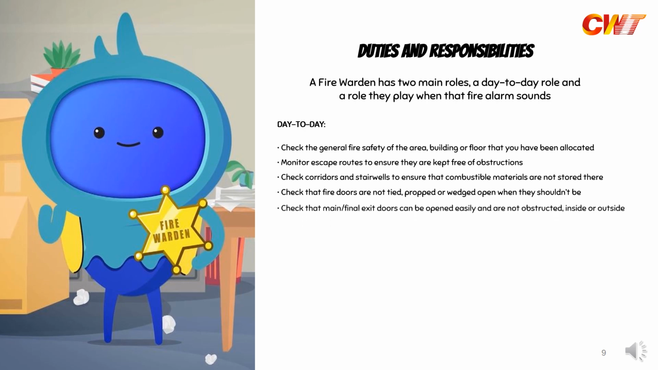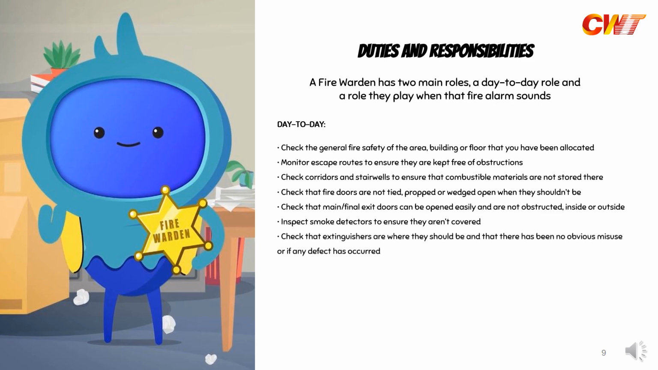Check that main and final exit doors can be opened easily and are not obstructed, inside or outside. Inspect smoke detectors to ensure they aren't covered. Check that extinguishers are where they should be and that there has been no obvious misuse or defect. Liaise with other fire wardens in your building, if applicable, to ensure all areas are fully covered in case of sickness or holiday leave.